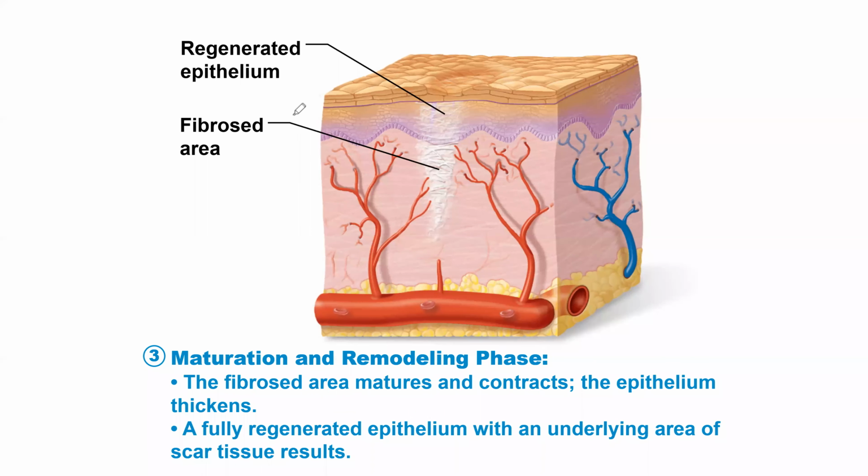So the fibrosed area matures and contracts, right? It will contract to bring this part of the wound together. Epithelium thickens, right? So here we replace epithelium that was damaged. A fully regenerated epithelium with the underlying area of scar tissue will result from this tissue repair.